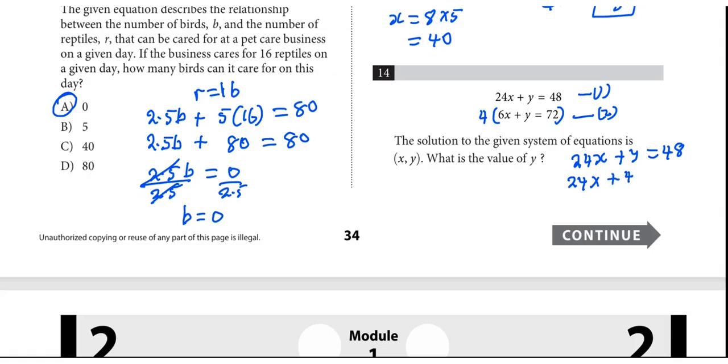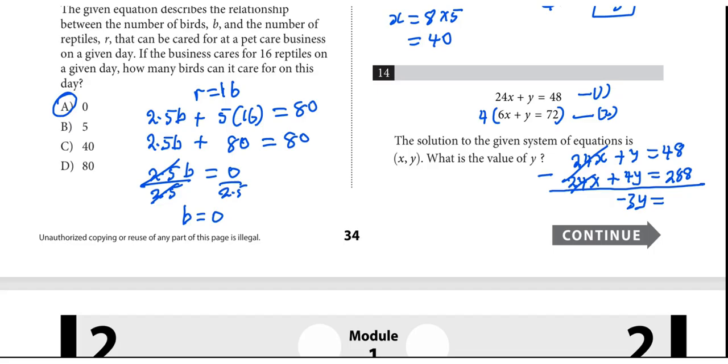Now if we distribute 4 into equation 2, that is going to give us 24x plus 4y equals 4 times 72. 4 times 2 is 8 and 4 times 7 is 28, so this gives us 288. Now let's subtract equation 2 from equation 1. 24x minus 24x will simply cancel out, and y minus 4y will give us negative 3y, and this will be equal to 48 minus 288.